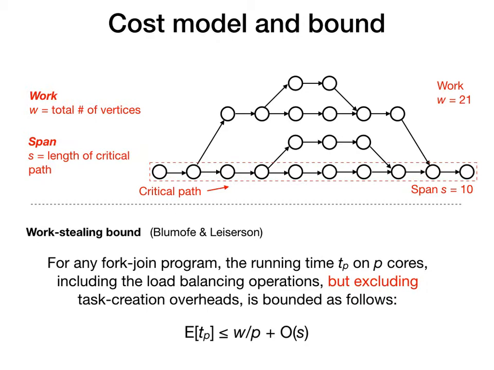The bound is an expectation because it's a randomized algorithm, but what's important about the bound is that it accounts for the overall cost of load balancing, and it tells us that work stealing achieves a linear speed up when the W over P term in the bound dominates. However, the bound assigns a unit cost to the creation of a task, and therefore says nothing about the overheads of task creation.